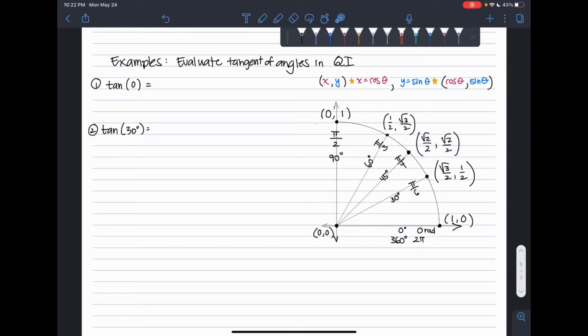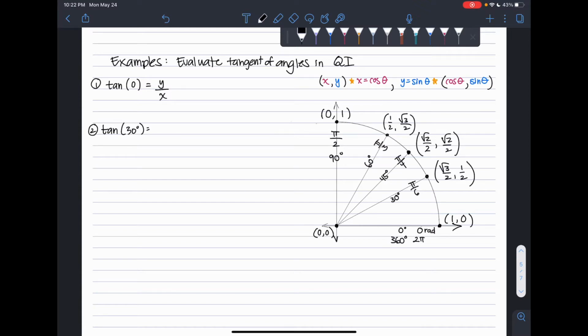For these examples, we want to evaluate tangent of angles in quadrant 1. So for number 1, let's start off with tangent of 0 radians. When we evaluate tangent, all we're going to do is take the y value of that point and divide it by the x value, because tangent equals y over x.